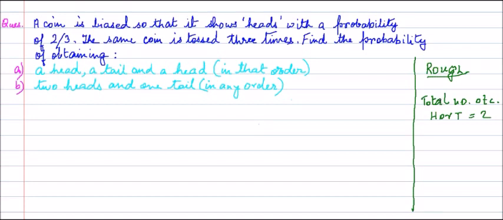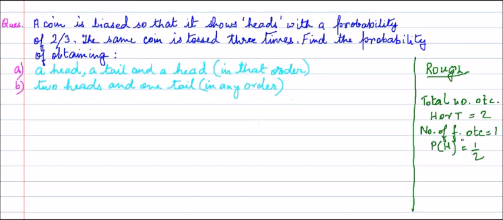Now if we ask for a head, then head will be occurring only once in a particular toss of an unbiased coin. So the number of favorable outcomes is 1. So the probability of having a head in a particular toss of an unbiased coin is equal to half. That is the total number of favorable outcomes divided by the total number of outcomes.